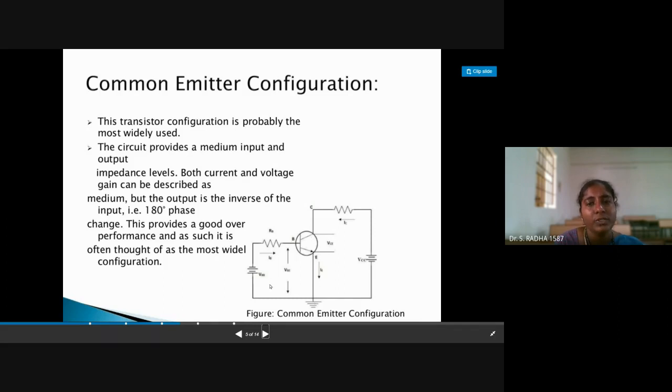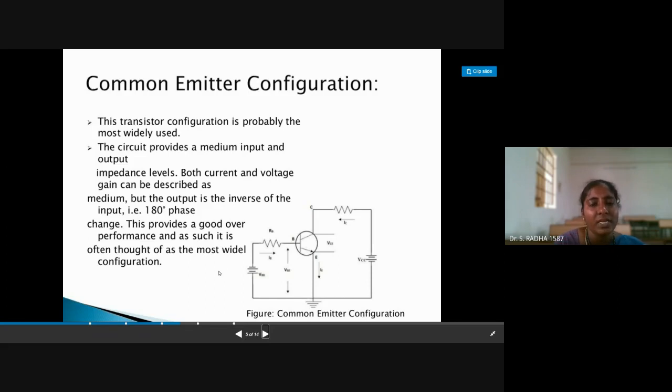So that will be common for both input section and output section. So this is the input junction. Between the base and emitter, input junction is there. Between the collector and emitter, output junction is there. So emitter is common for both. It is called common emitter configuration.